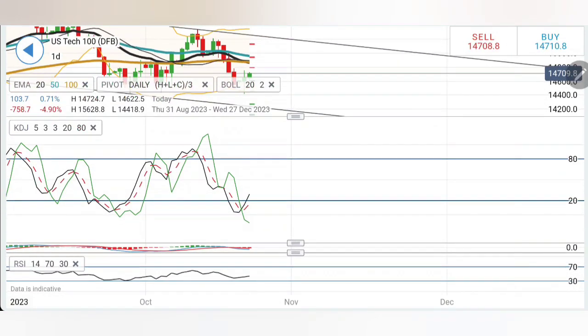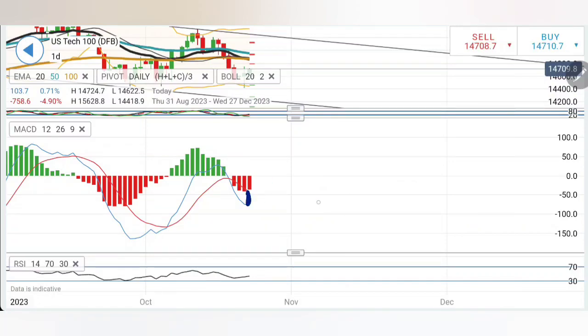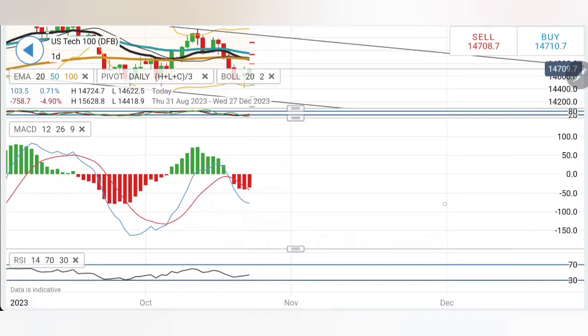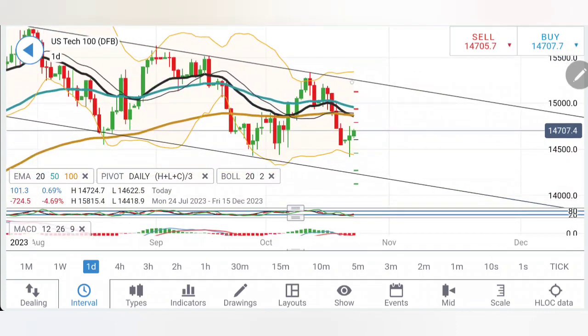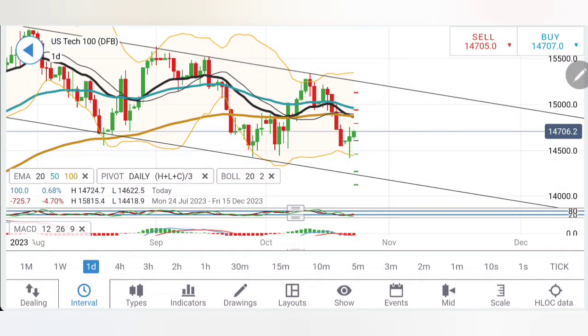Stochastic rising from the oversold. MACD is still bearish. It is just trying to converge. RSI is flat and near. Thus, looking at this, first you can buy here at 14,730. Expect next resistance at 14,750, 760 zone.